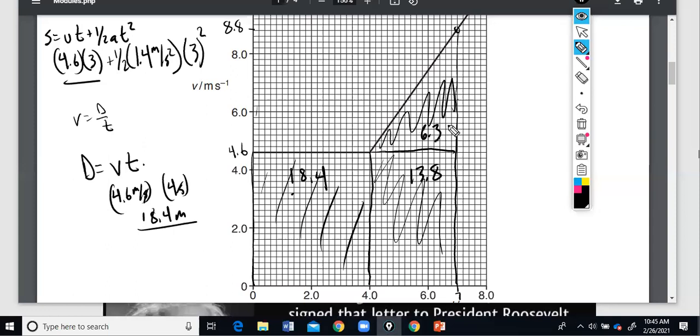6.3. So the total displacement should be 6.3 plus 13.8 plus 18.4. Hopefully when we look this up in the mark scheme, we'll see that the total displacement or distance traveled is 38.5 meters.